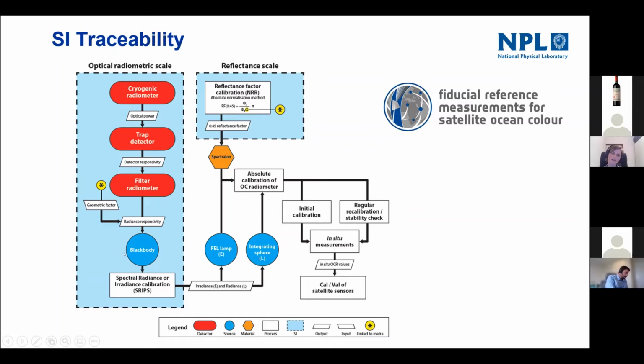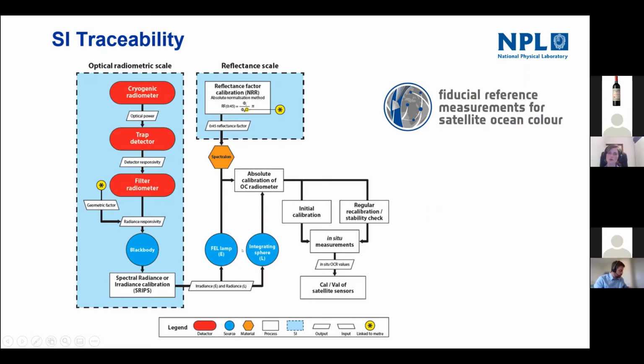We can easily know its radiance basically using Planck's law. So it's where we use the black body. We use black body to calibrate the lamps, which are a source of our irradiance, and integrating spheres that are the source for radiance, basically for us.